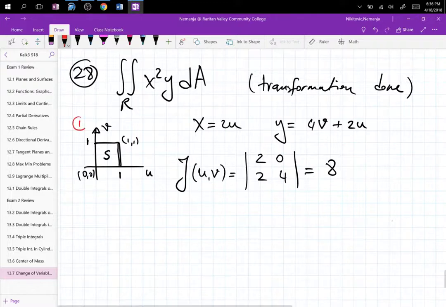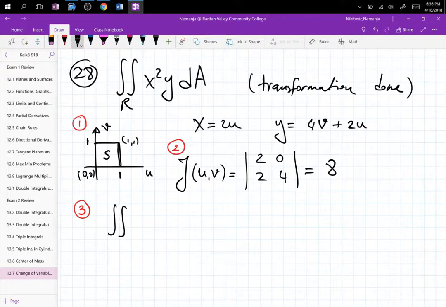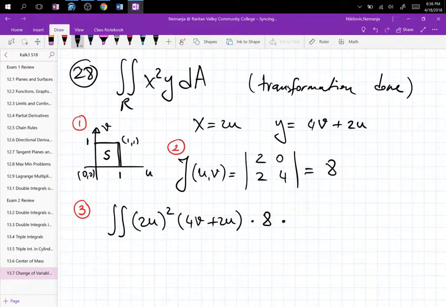Let me label. So this is step 1. This is step 2. Step 3. Put the integral together. Integral over region S. Instead of x, I have to put 2u squared. Instead of y, I have to put 4v plus 2u. Times the Jacobian, 8. And then du dv, or dv du, it doesn't matter because it's a square. So it's 0 to 1, 0 to 1. Step 4, integrate.